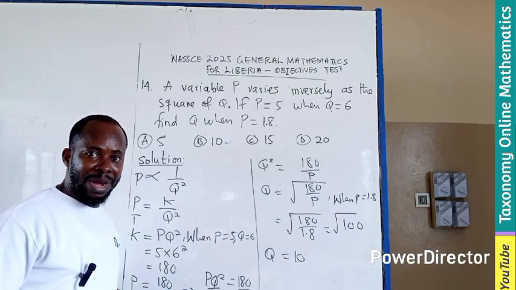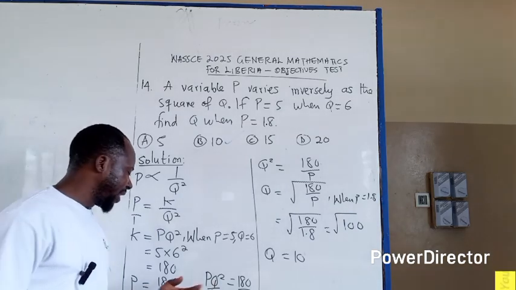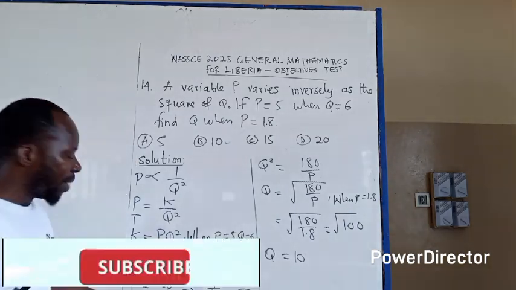I can see the bottom part is not showing, but the values I've mentioned is 180 divided by what?